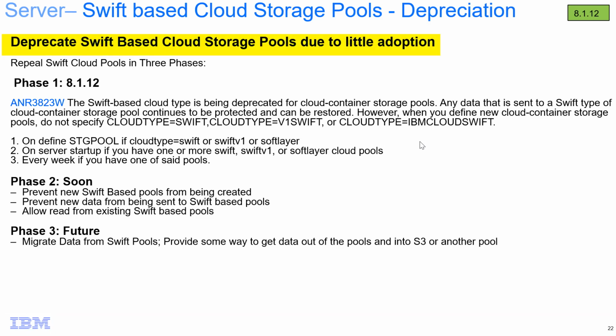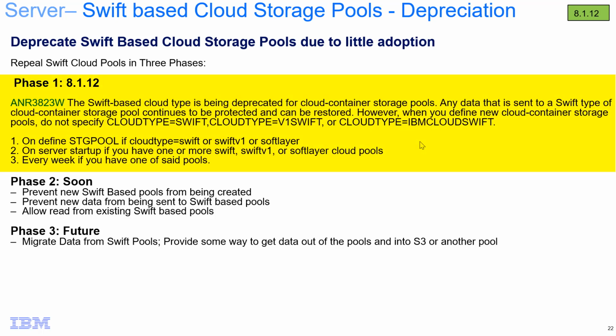Slide 22, we are deprecating Swift-based cloud storage pools. When we introduced cloud storage pools, we supported both Swift and S3, but we found that most folks are not using Swift. Most folks only use S3. So starting in 8.1.12, if you do try to use a Swift-based cloud type pool, we will put up this new warning, ANR3823W, saying that the Swift-based cloud type is being deprecated, and any data that's sent to Swift type of cloud container storage pool is still protected and can be restored.